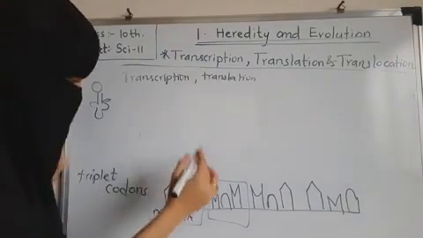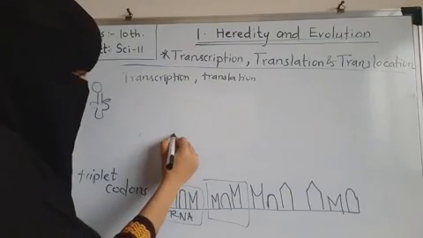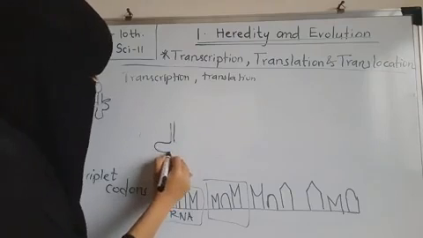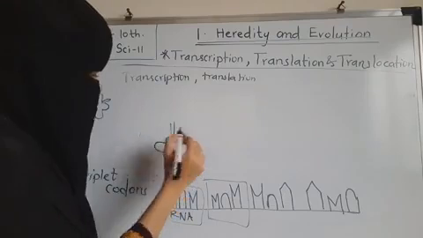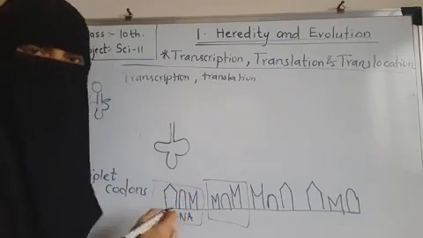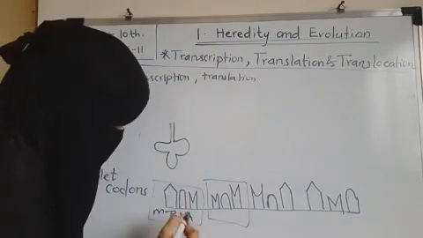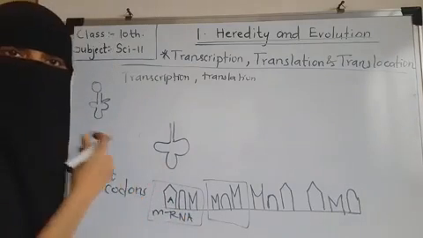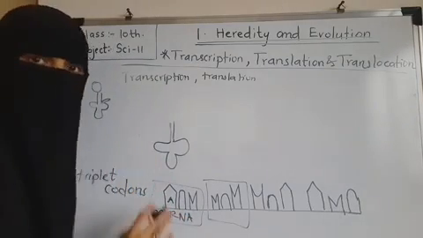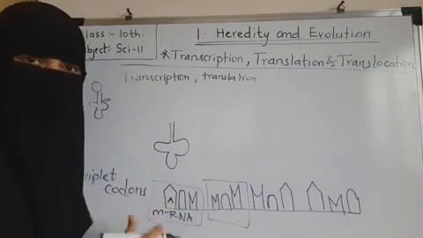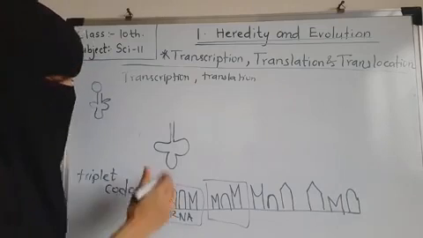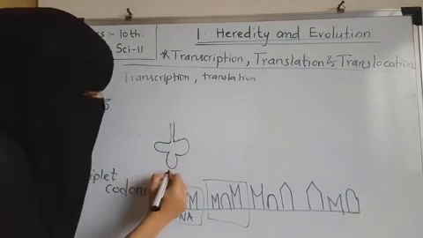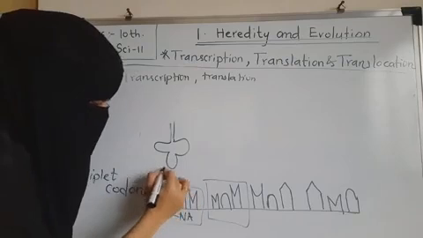Means what? Suppose if the codon is having A, then what will the anticodon have? If the codon is having A as the nitrogenous base, that is adenine, then the anticodon will have, in place of thymine, uracil. So the anticodon will have U, right?